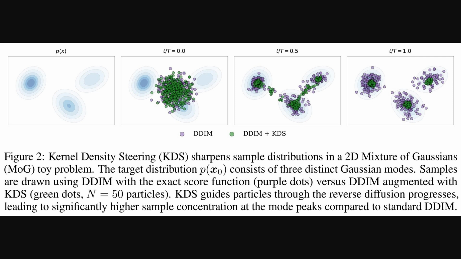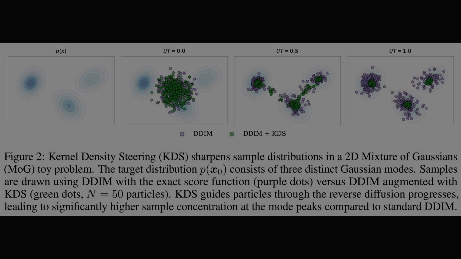Building on that concept, this next visualization shows kernel density steering in action on a simplified problem. The goal is to generate points that fall into one of three target zones, which are called Gaussian modes. The purple dots represent a standard sampling method called denoising diffusion implicit models, or DDIM, while the green dots show the same method with kernel density steering added. As the process unfolds, you can see the green particles being actively guided, eventually forming tight, accurate clusters right at the center of the targets, unlike the more scattered purple ones.